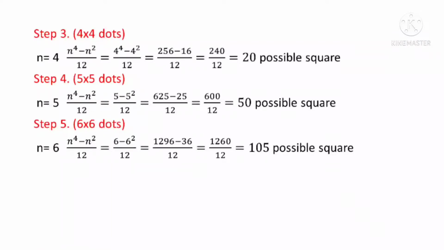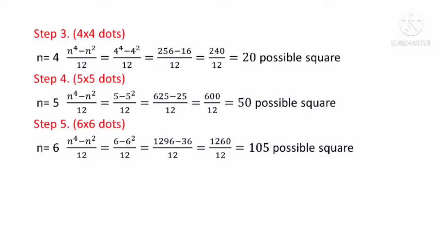Sa step 4 naman, 5 by 5 dots. So, yung n natin is equal to 5. 5 raised to 4 po yun. Pasensya na, hindi ko po nalagay. 5 raised to 4 minus 5 squared over 12 is equal to 625 minus 25 over 12 is equal to 600 over 12 is equal to 50 possible squares.